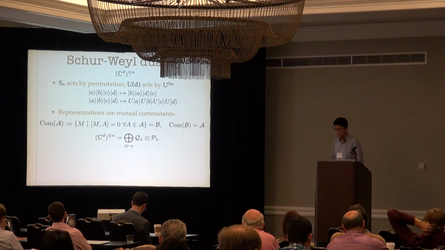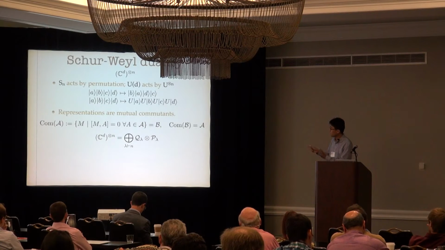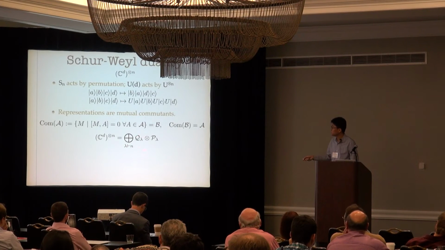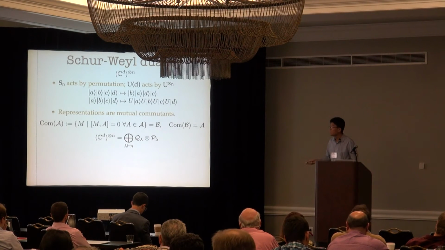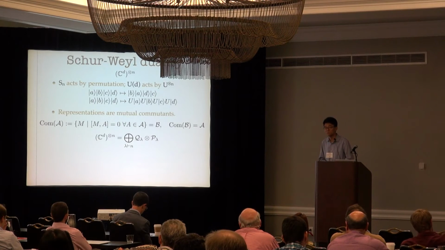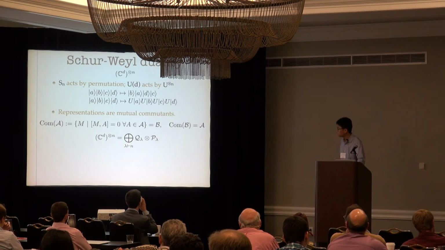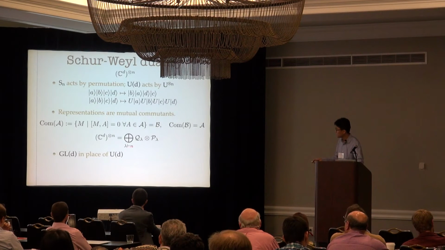And one consequence of being mutual commutants is that if you decompose this full Hilbert space into irreducible representations of the product group, then you always encounter one-to-one corresponding irreducible representations of each component group. And the representations of the symmetry group are conveniently labeled by partitions. I'll get to that later.